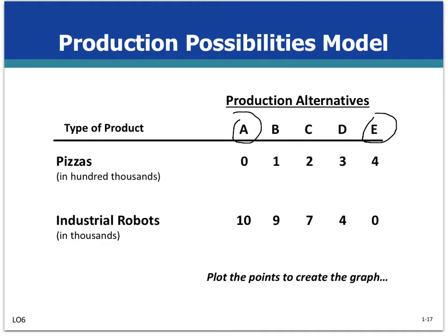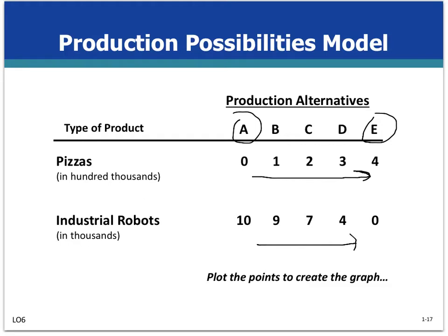And as we move from alternative A to E, we increase the production of pizza. You see, the production of pizza is increasing. But on the other hand, the production of industrial robots is decreasing. As you see, there is a trade-off. So we can talk about an opportunity cost here. In producing more pizza, society needs to sacrifice some of the capital good, which is industrial robots.